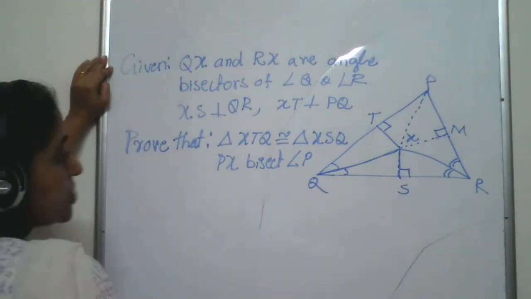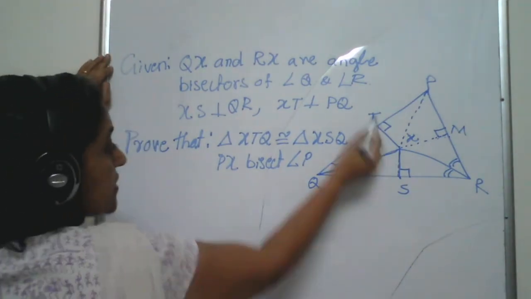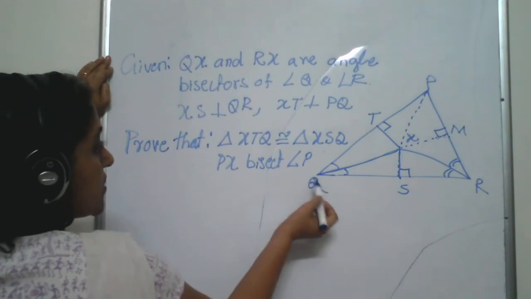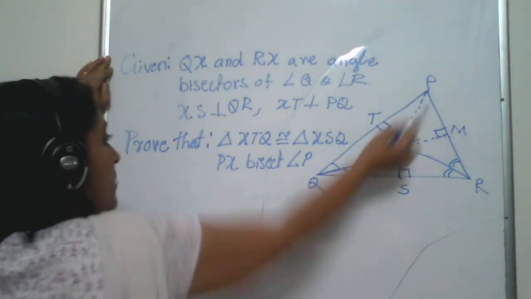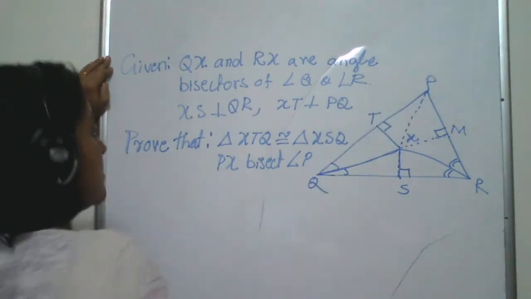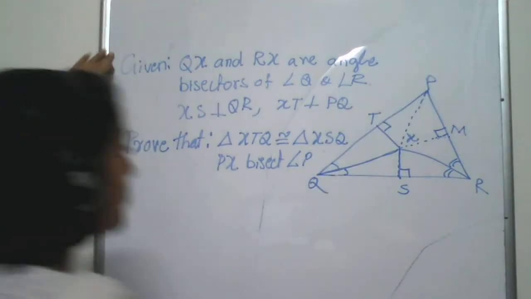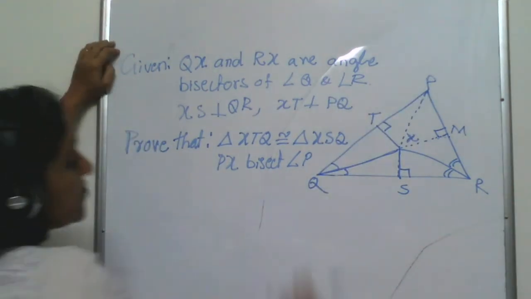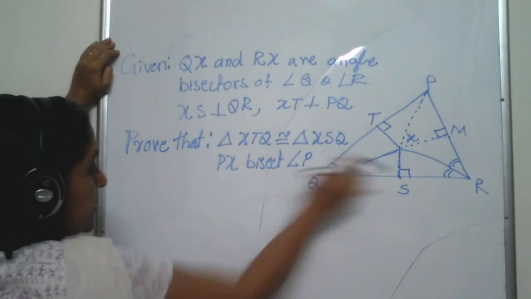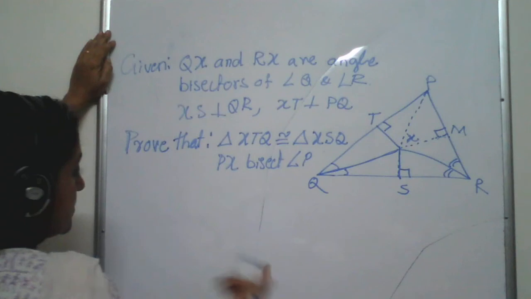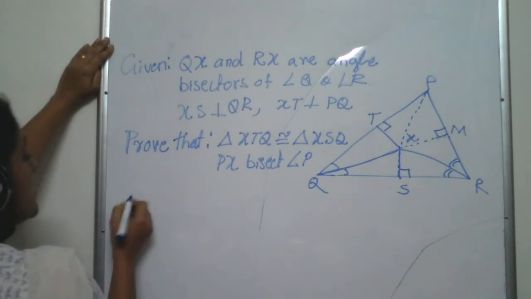Now what we are supposed to prove here is that XTQ and XSQ are congruent, as well as that PX bisects angle P. This has to be proved. To prove this, first we'll have to prove these two triangles are congruent. This is a hint for the next proof. Let's see.